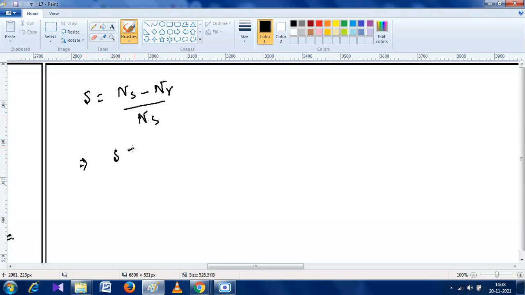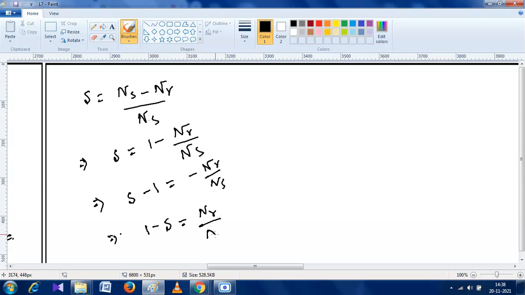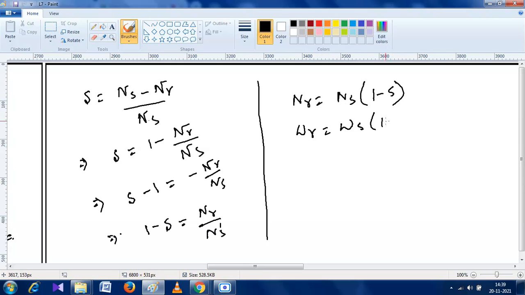From that, S is equal to 1 minus Nr by Ns. Then we can write S minus 1 is equal to minus Nr by Ns. Like that, 1 minus S is equal to Nr by Ns. So from that we can get Nr is equal to Ns into 1 minus S, and if we write in omega, omega r is equal to omega s into 1 minus s.